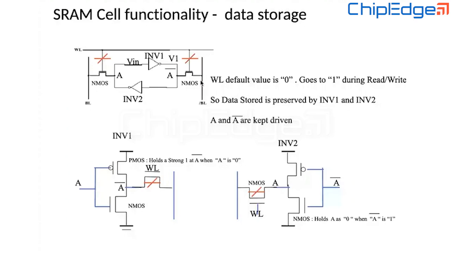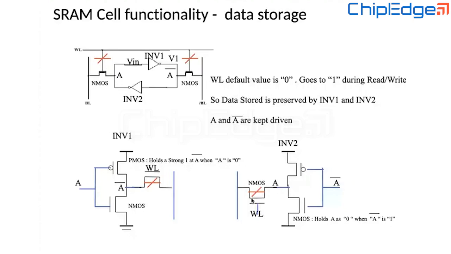Now let's see how this data storage works. First, I will explain the storage part, not the reading or the writing, just the storing of the information. When we are not reading or writing from this particular bit cell, these access transistors are off. Why are they off? Because there is no signal on the word line. It is zero, and this is an NMOS, so when you put a zero here, this NMOS is off. Now our two inverters are left like an island. Suppose there was a zero here and a one here. If A is zero, A bar is one because they are connected through an inverter. And if A bar is one, A is zero because again there is an inverter here.